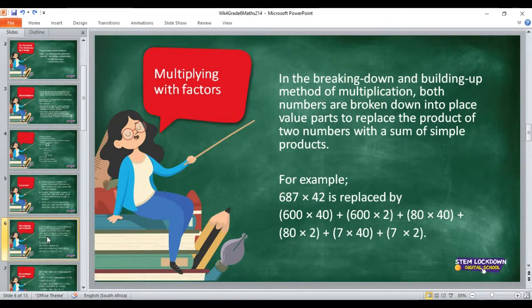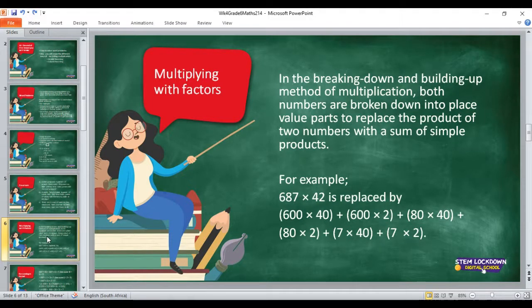We have an example here. It says 687 multiplied by 42. All right, 687 multiplied by 42. Those are your two factors. Now that is replaced by 600 multiplied by 40. You put those in brackets.